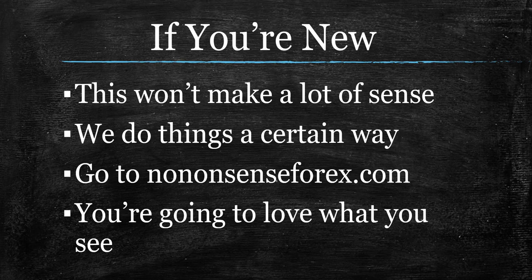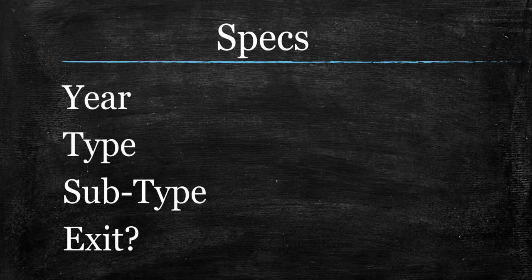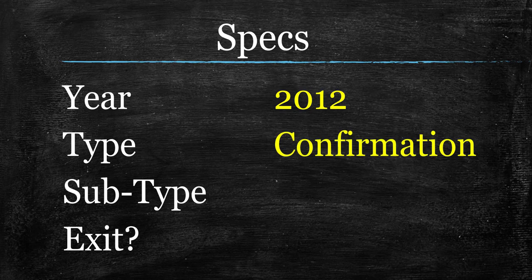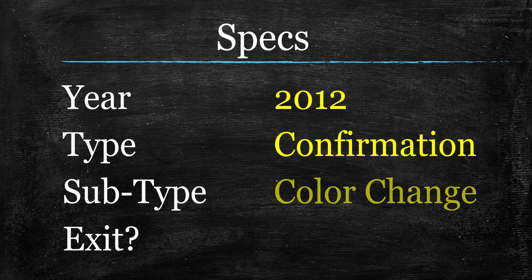But for the rest of you who have already taken that plunge, let's go ahead and check out the specs for the Hacolt indicator. The year is going to be 2012 when this thing was fully developed into the version we're using right now. The type is going to be a confirmation indicator. And if I was going to give it a subtype, you could call it a histogram. I'm just going to call it a color change. You'll see what I mean in just a moment.